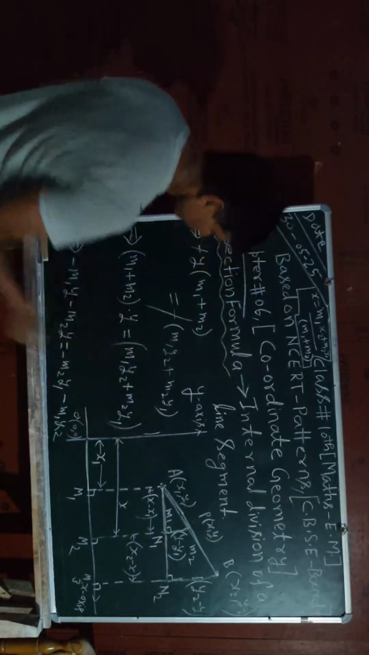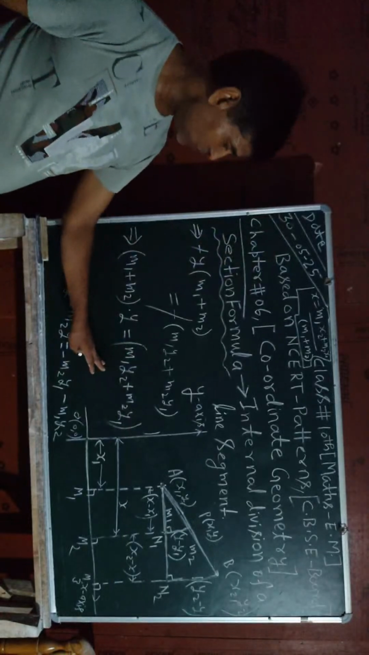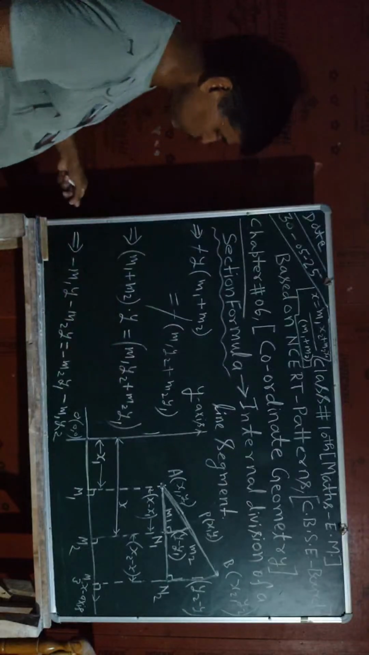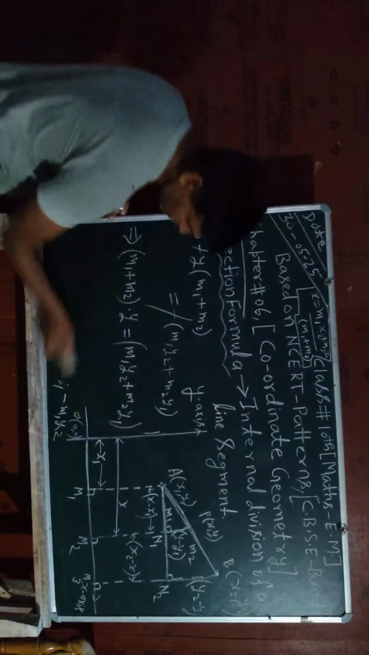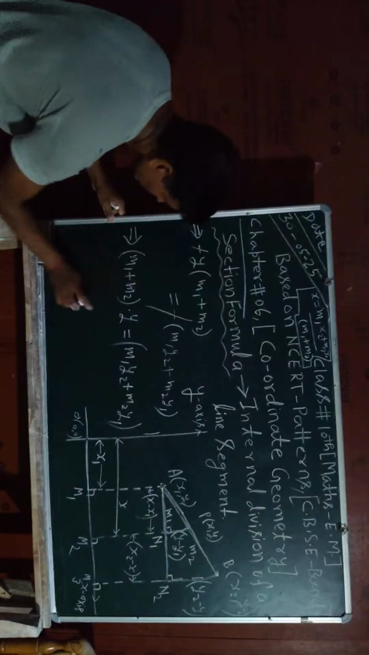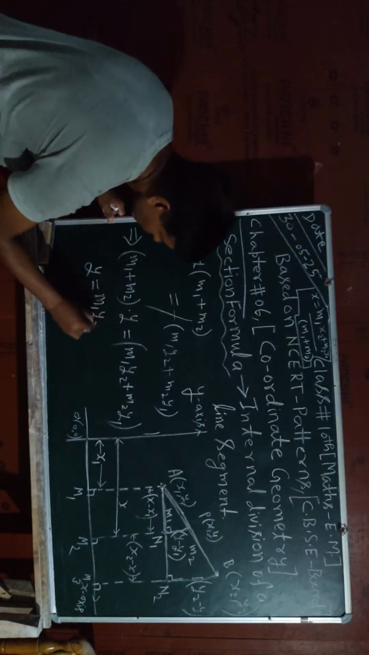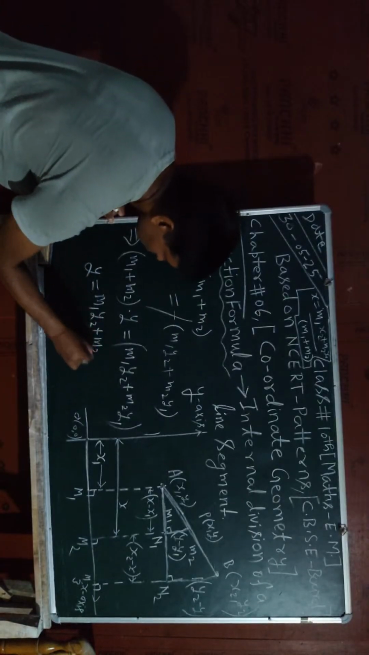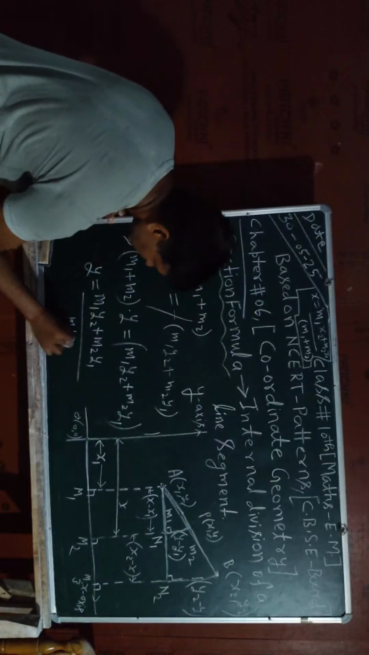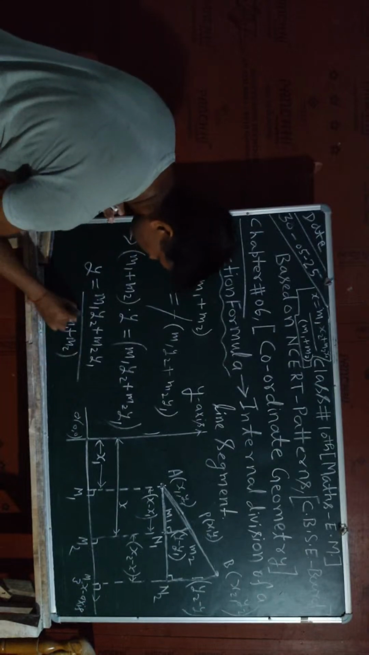Okay, students. Now further I have to get the value of y in terms of m1, m2, y1 and y2. So I will say y is equal to m1 y2 plus m2 y1 divided by m1 plus m2. I have written it here.